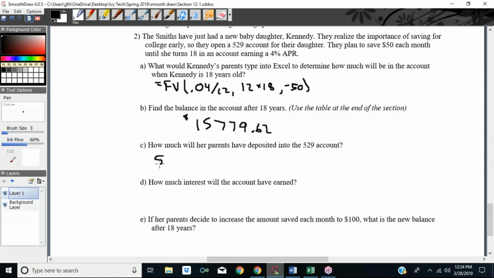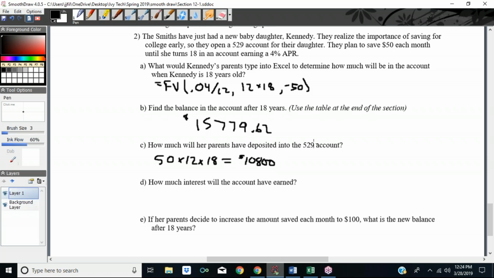Well, they put in $50, right? Each month times 12 months times 18 years. And that is $10,800. So they got about $5,000 in interest over those 18 years, which is okay.